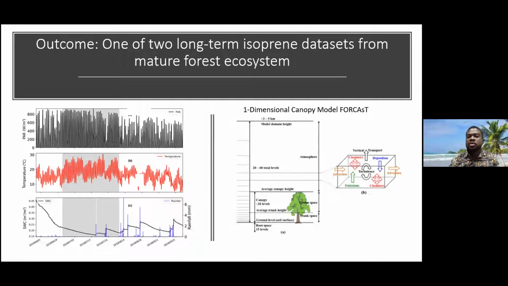So we get long-term data sets on isoprene emissions, and we've combined that with a model to try and understand what's happening in terms of emissions, in terms of mixing ratio, in terms of the chemistry going on within the forest environment, and how that might change going forward.